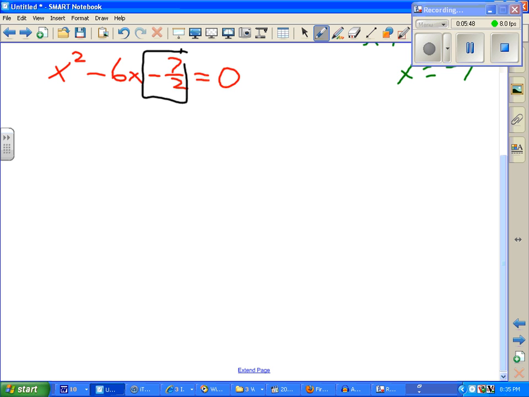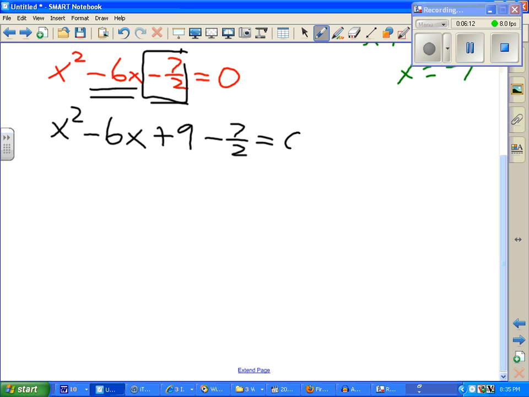Now, how do I do this? If you recall from last year, what we do is we take the middle term, we cut it in half, and we square it. And it'll make sense why we do that. We cut it in half, so that's -3, and I square it. That's 9 minus 7/2. I have to keep that right there. Equals 0 plus 9. If I add 9 on one side, I have to add 9 on the other side.